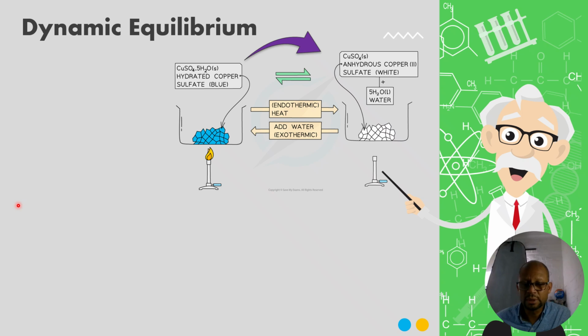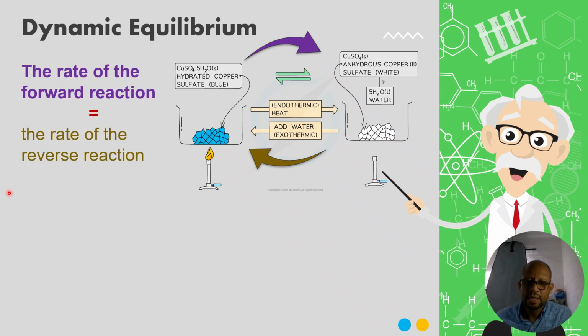Now, the forward reaction will take place from the hydrated copper sulfate, and it will be converted to the anhydrous copper sulfate. We've mentioned that, and just a recap: you can cause the reverse reaction to take place again by adding water to the anhydrous copper sulfate, and that will cause the crystals to take in the water and form the original hydrated copper sulfate. So this is a typical chemical reaction where both the forward reaction and the reverse reaction will take place.